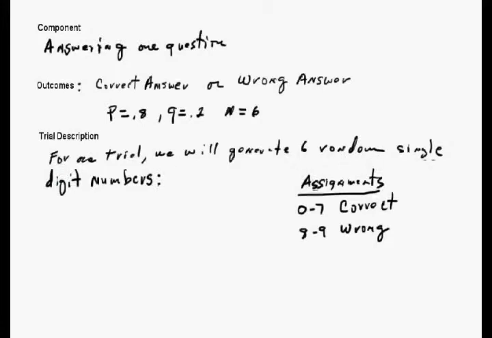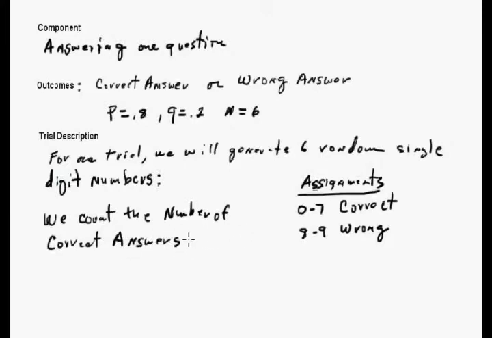For one trial, we will generate 6 single-digit random numbers. Okay, we will count the number of correct answers via the assignments.